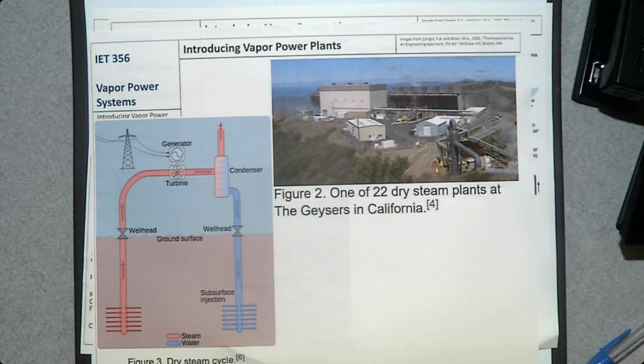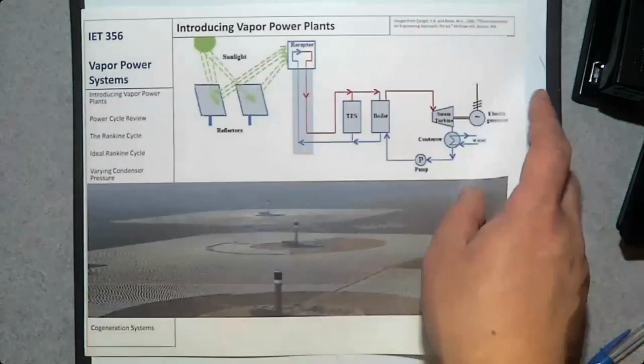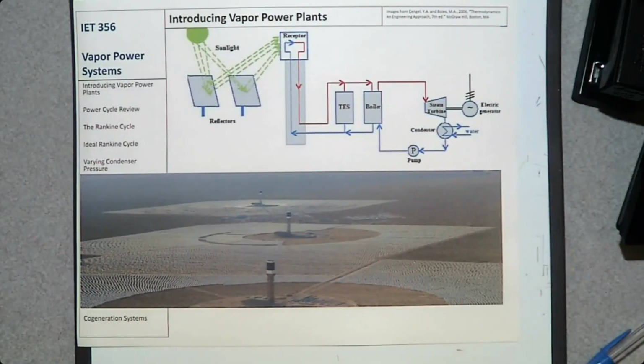The last one is concentrated solar power plant. This is a different type of solar power plant other than the solar panel. So what we do is that we don't have semiconductors.